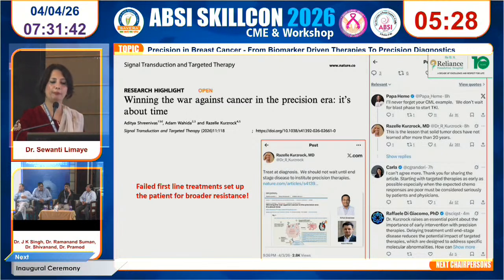And this is the pitch that is happening here by Professor Razelle Kurzrock, who is the queen of precision medicine. And she says here that you have to bring in biomarker-driven therapy up front as early as possible, even before the tumors actually educate themselves to resistance and to non-functioning chemotherapy.